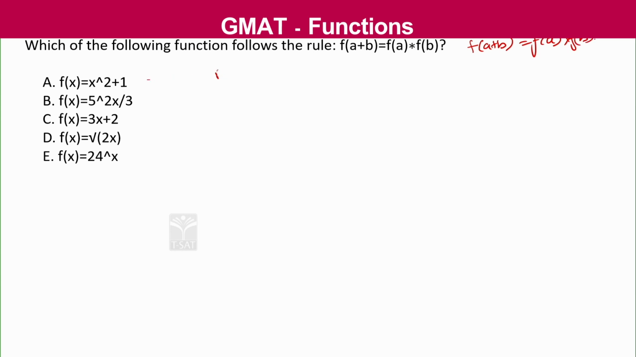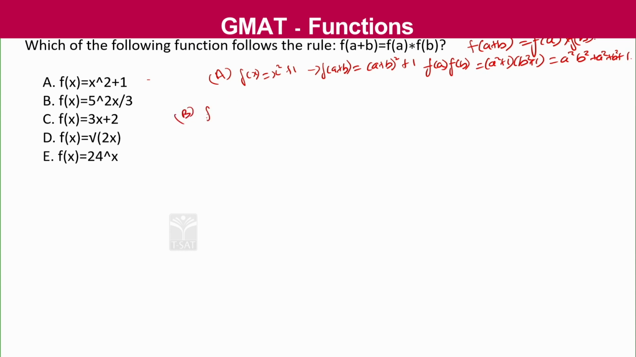Here for option A, you have f of x is equal to x square plus 1, and f of a plus b will be a plus b whole square plus 1, whereas f of a into f of b will be equal to a square plus 1 into b square plus 1, which is equal to a square b square plus a square plus b square plus 1.